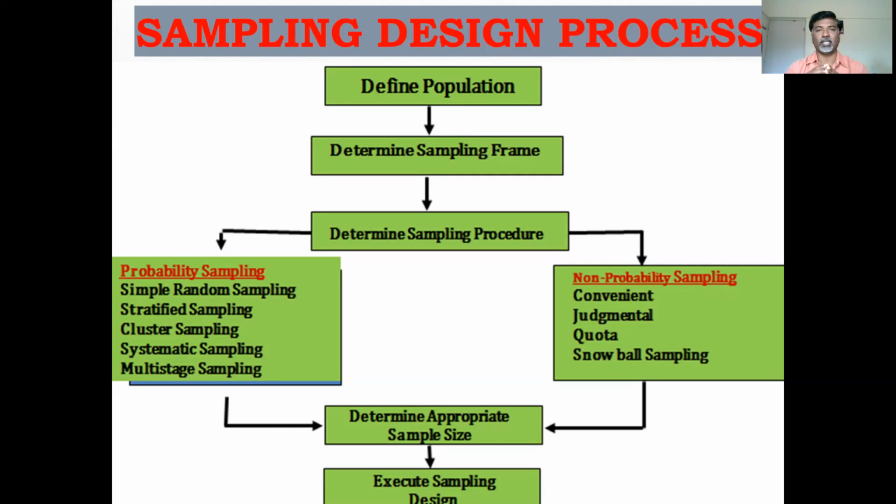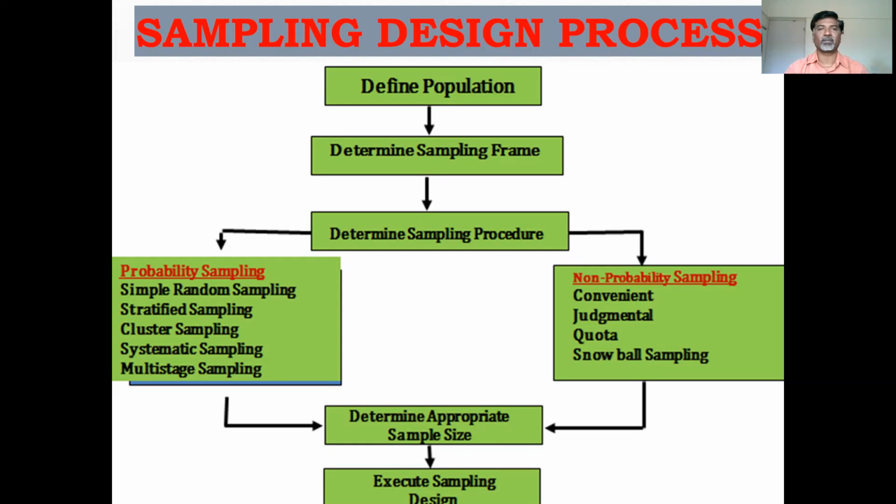So in the third step, we have to determine which sampling procedure we have to use from the sampling frame. By selecting an appropriate sampling procedure, we have to determine how many samples we have to select from the study sample units. And once you have decided the total number of samples needed for your research, we are going to select those samples.